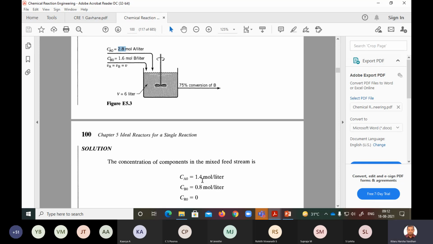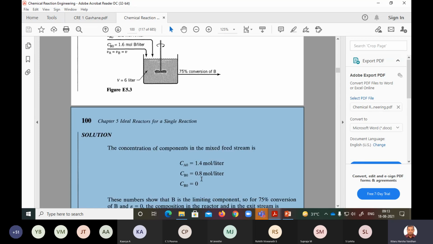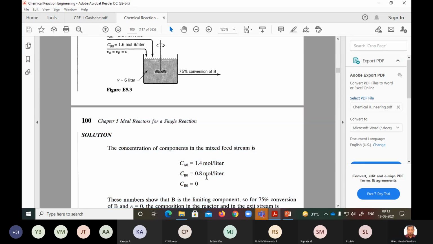If you understand this, the rest of the problem is very easy. The only difficult part is how you are getting this 0.2 and 0.8. Even for B, there are 2 liters; the entire thing is 2 liters. In 2 liters, you are having 1.6 of B. So how much is B per liter? It is 0.8. Right? Does it make sense? Okay.